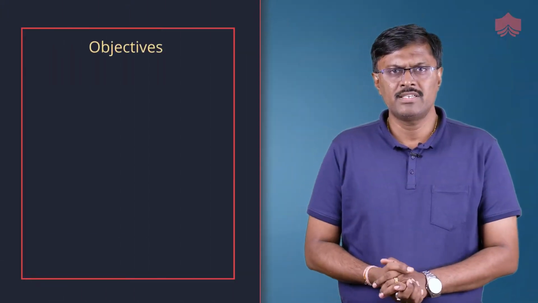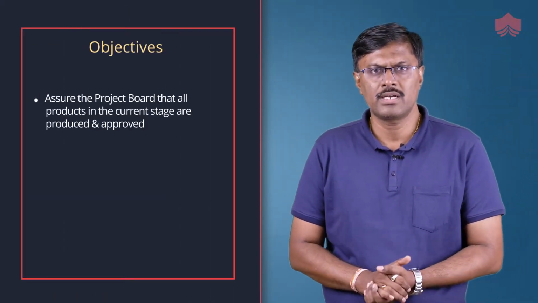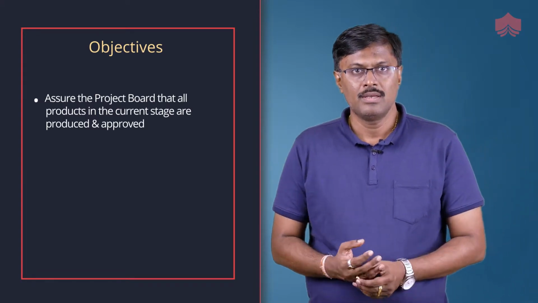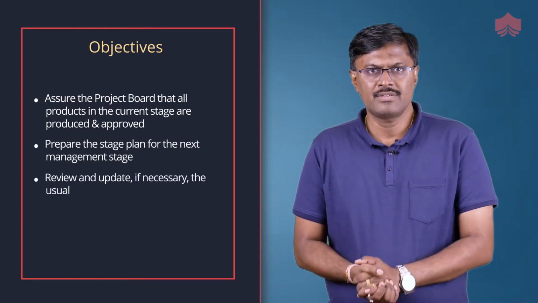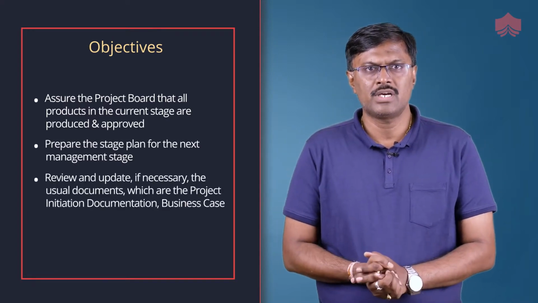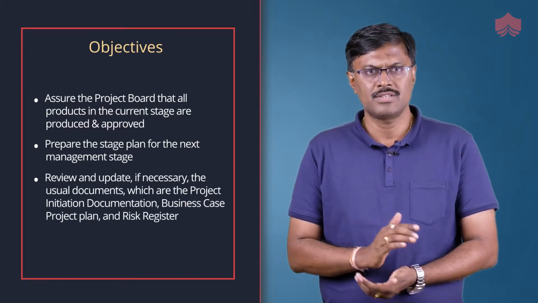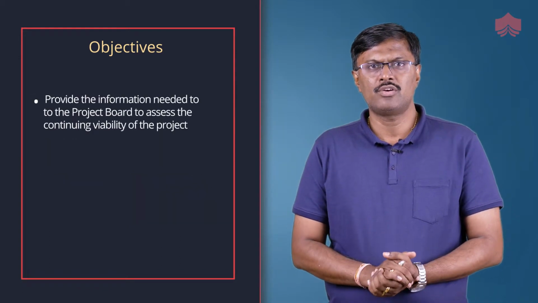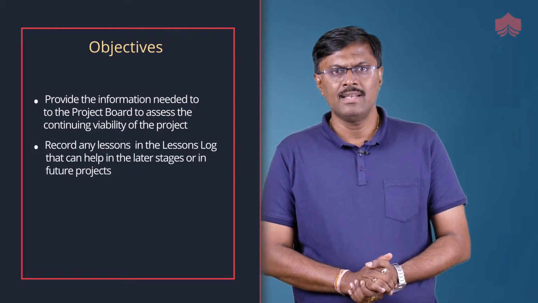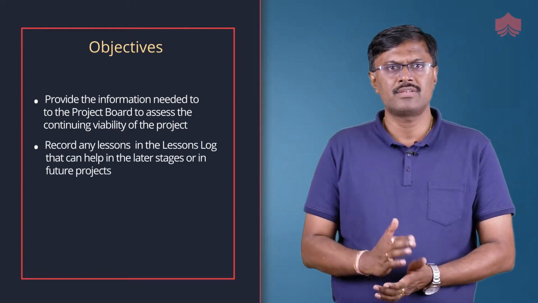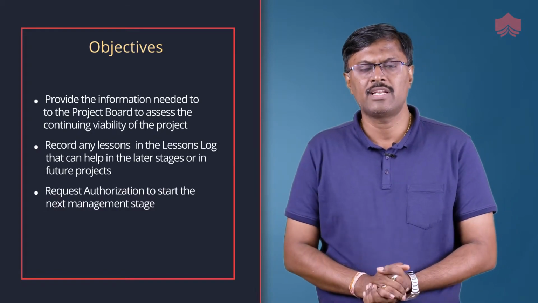The objectives of the managing a stage boundary process are to assure the project board that all products in the current stage are produced and approved, prepare the stage plan for the next management stage, review and update if necessary the usual documents, which are the project initiation documentation, business case, project plan and risk register, provide the information needed for the project board to assess the continuing viability of the project, record any lessons in the lessons log that can help later stages or future projects. Finally, request authorization to start the next management stage.